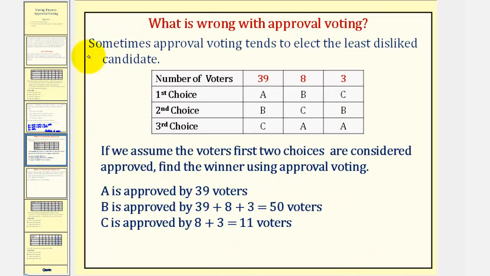Now let's talk about what's wrong with the approval voting method. Sometimes approval voting tends to elect the least disliked candidate. To illustrate this, let's look at this example here. Using this preference schedule, if we assume the voters' first two choices are considered approved, let's find the winner using the approval voting method. So again, we're only focusing on these first two choices.